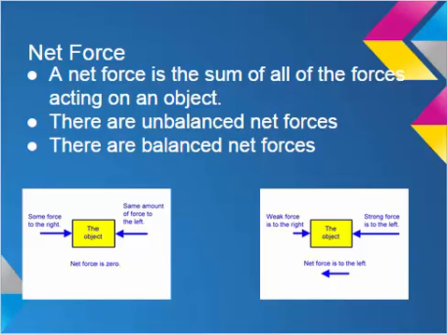The total force acting on an object is called a net force. In the figure on the left, we can see the force being applied to an object from the left towards the right, and the same amount of force being applied from the right towards the left. This means that the total net force is 0.